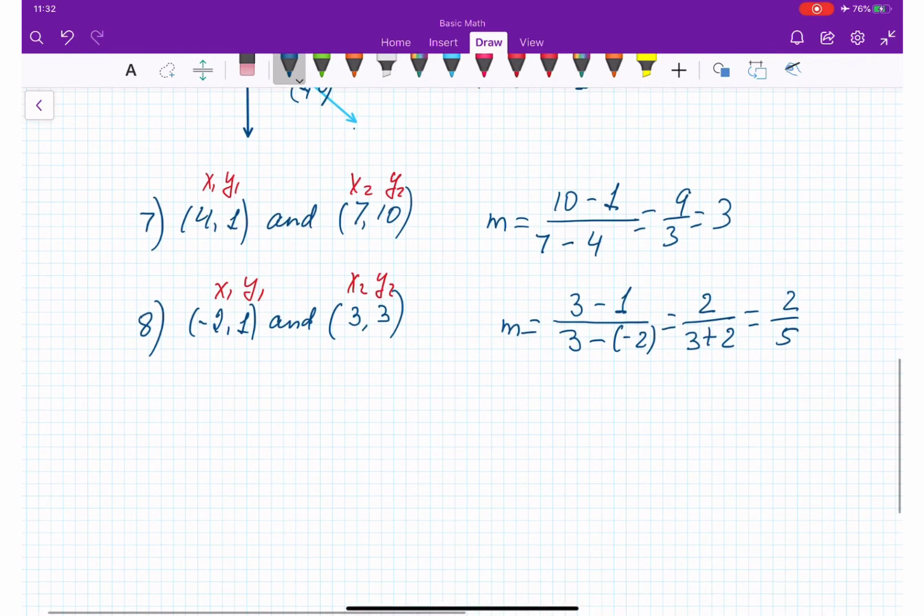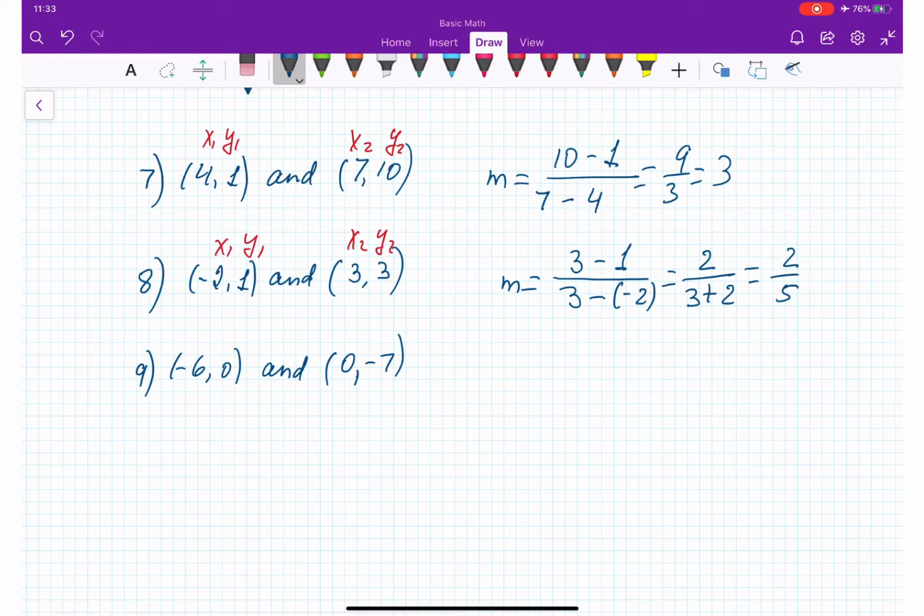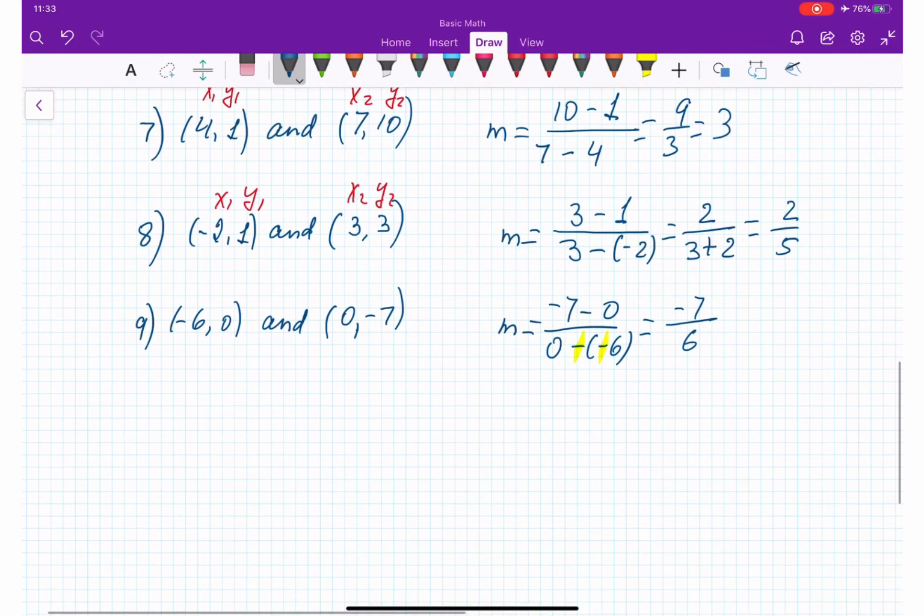Question number 9. We have negative 6, 0, and 0, negative 7. Okay, m is equal to negative 7 minus 0 over 0 minus negative 6. So it's going to be negative 7 over positive 6, because this negative and negative will give us positive, right? And the answer is going to be negative 7 over 6.